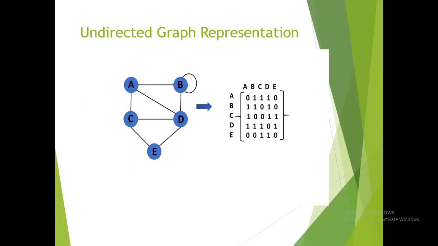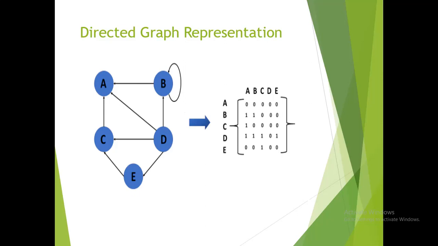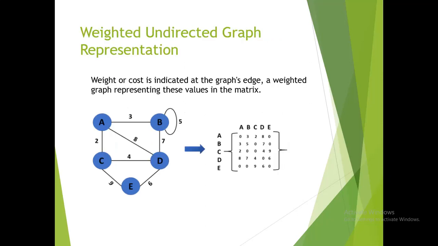Representation of undirected graph. Directed graph representation. Weighted undirected graph representation. Weight or cost is indicated on the graph edges. A weighted graph represents this value in the matrix.